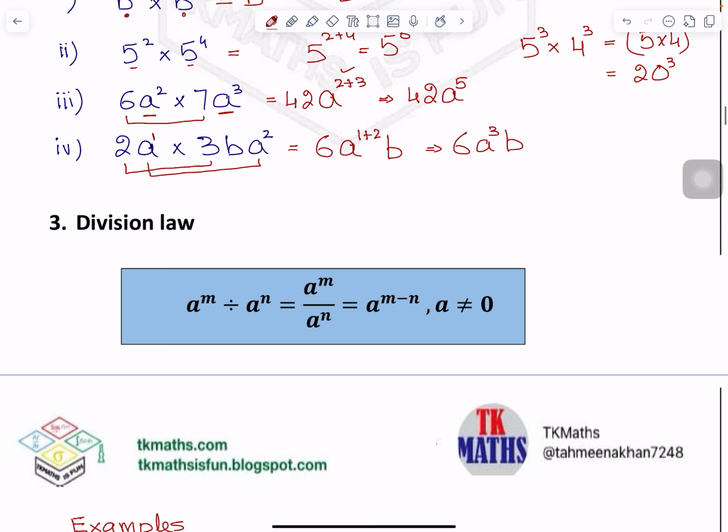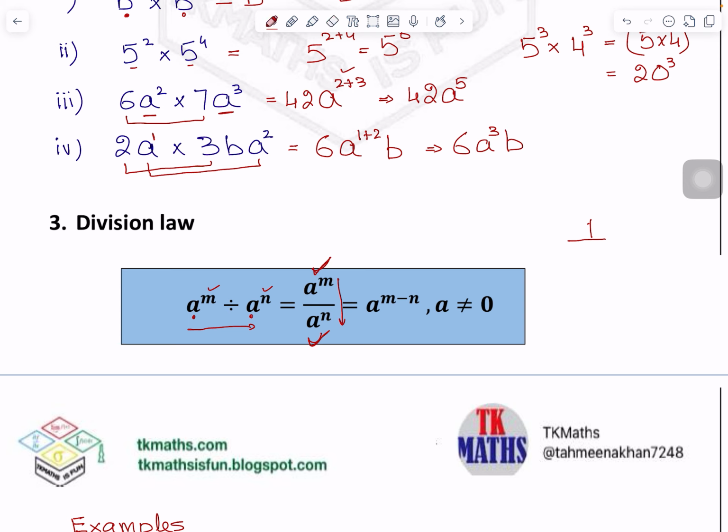If you see the division law, the base is the same, the power is different, m and n. It is written either horizontally like this or vertically like this. What do you do? a power m minus n. By the way, because this question was asked in class, Miss, can we write n minus m? I will cover that concept when we study negative powers. Right now, remember you take the index number written in the numerator. This is the numerator, this is the denominator. So subtract the power of the denominator from the numerator.